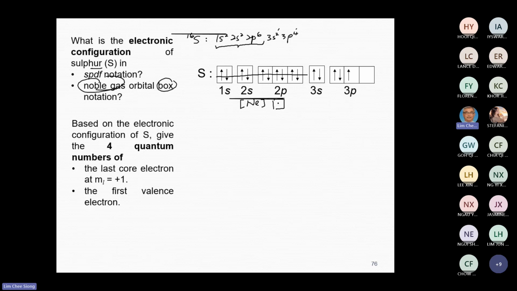Draw the box for 3s, write down, and followed by the spin. 1, 2. And followed by the following 3p subshell. How many left over? 4 we have. 1, 2, 3, then followed by 4. So 3p. This is the correct answer.